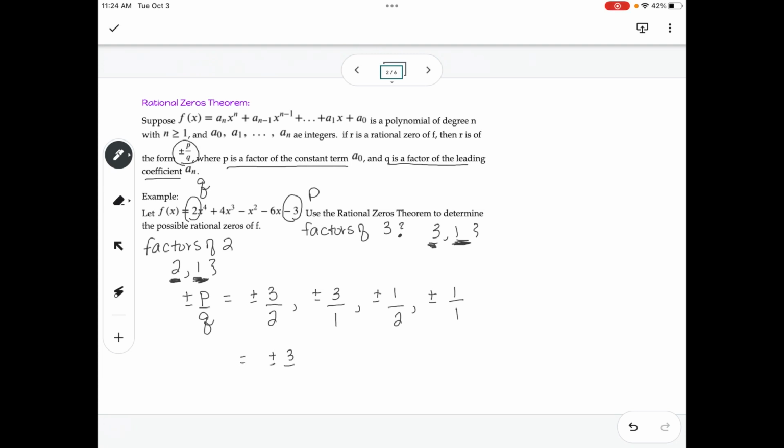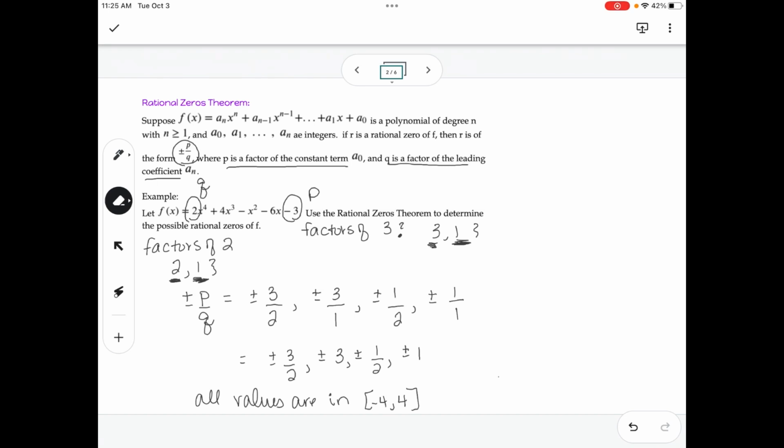I'll get plus or minus 3 halves, plus or minus 3, since 3 over 1 is 3, plus or minus half, and plus or minus 1. Notice all of these are in the interval between -4 and 4. So these are the values that we will want to try in order to reduce our polynomial and utilize our thoughts from the previous section.